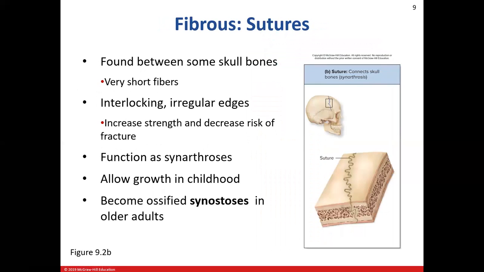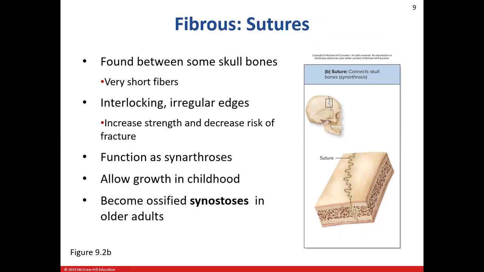Our second type of fibrous joint is going to be a suture. Now, sutures are going to be found in the skull bones, and you can see the graphic here, how it basically is kind of this woven region. If we take out this little window here and blow it up, how it all kind of fits together like a jigsaw puzzle almost. We have these interlocking, very irregular edges, and by interlocking these edges, it helps to increase the strength and decrease the risk of fracture.